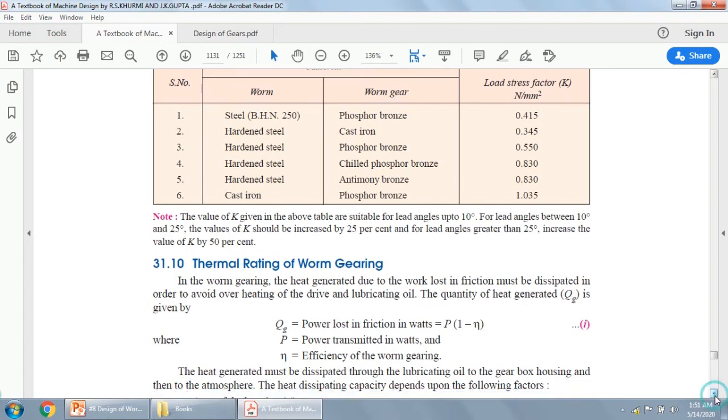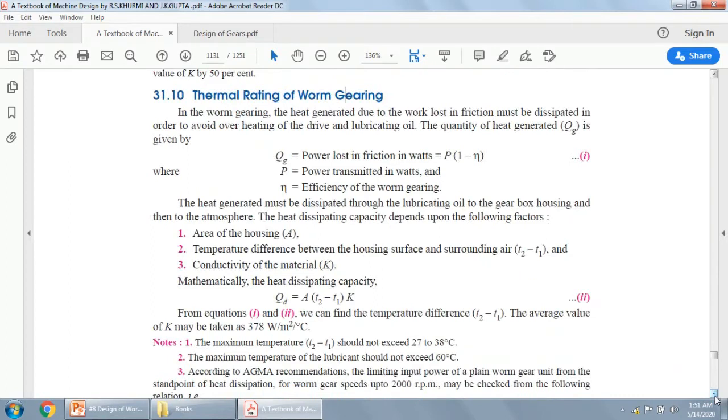So then next is the thermal rating of the worm gear. For the thermal rating of the worm gears, first we may say QG, the power lost in friction, will be equal to P into (1 minus mu), where mu is the efficiency of the worm gear. Now come to the point. The heat generated must be dissipated through the lubricating oil. So we may also calculate the heat dissipation. The heat dissipation capacity will be equal to A into (T2 minus T1) into K.